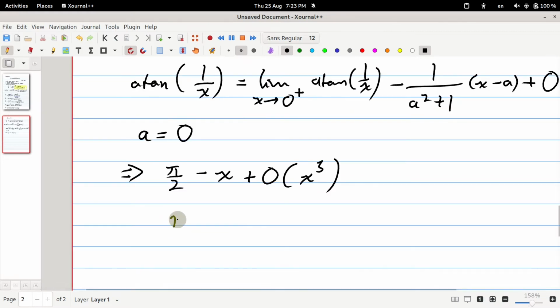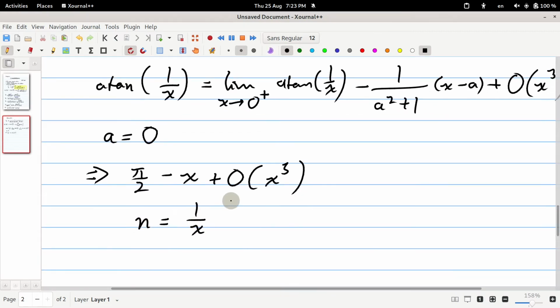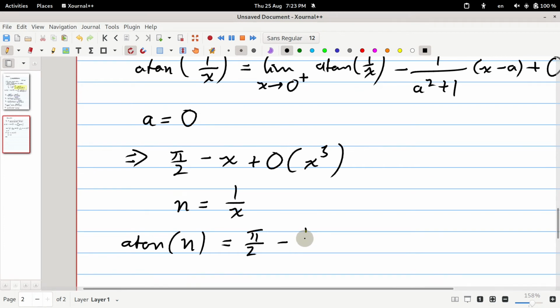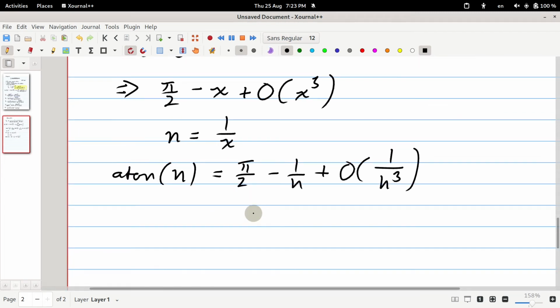Let's take the substitution n equals 1 over x. Now, as x tends to 0, n tends to be a very large number. If we take the limit of x from the right-hand side, what we get is a very huge positive number, which is exactly what we want. Take the substitution and we get arctan of n equals pi over 2 minus 1 over n plus the remainder term, so that'll be O of 1 over n cubed. But you might ask, why don't we just compute the Taylor series or Maclaurin series for arctan of n directly?